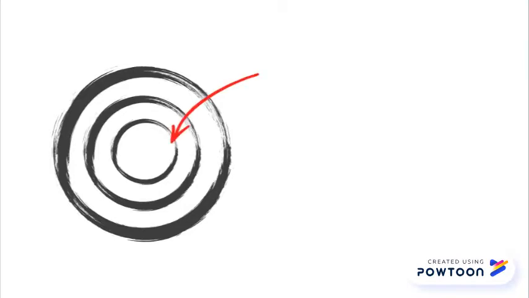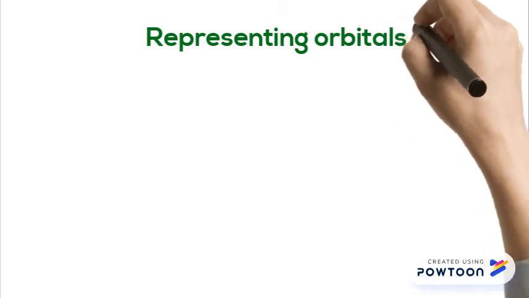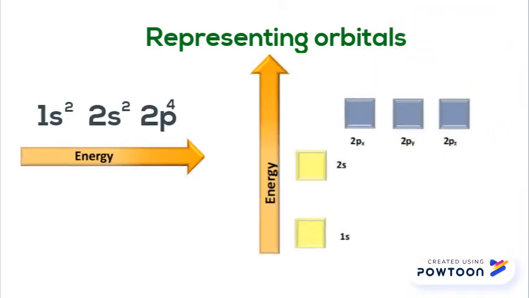We begin by listing all orbitals in order of increasing energy. Each orbital can be identified by the principal quantum number, followed by the letter S, P, D, or F, and a superscript that corresponds to the number of electrons that occupy that orbital. We can represent the orbitals with letters and numbers or with boxes.